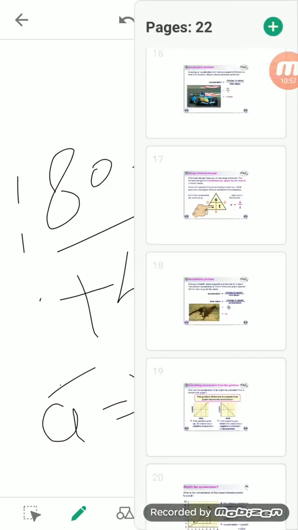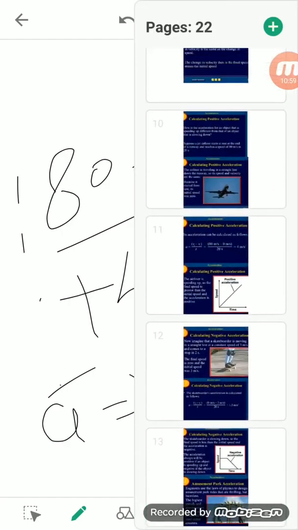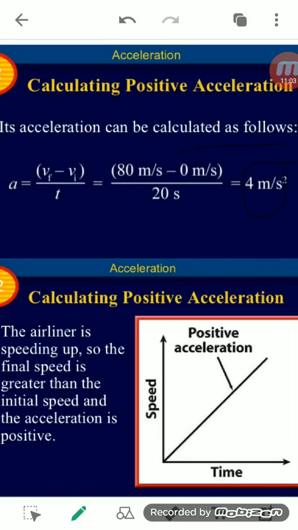So this kind of acceleration, in which the object is speeding up, or the final velocity has a higher value than the initial velocity, will happen if the object is speeding up, is accelerating. That kind of acceleration is known as positive acceleration.